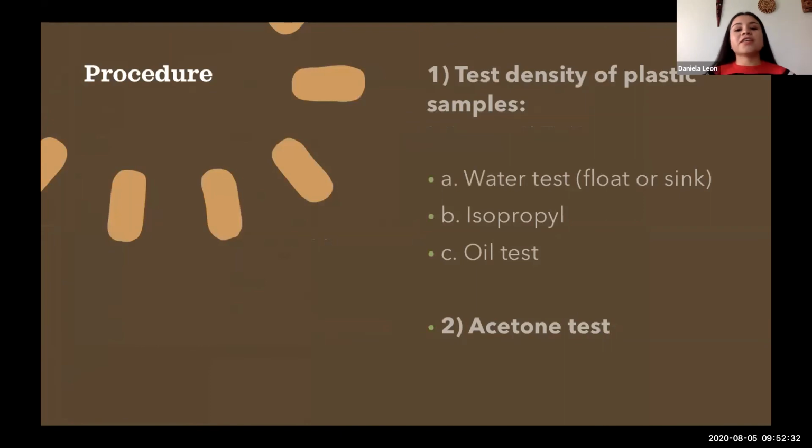The procedure is divided into two big parts. The first one involves the physical properties of plastic, as I mentioned before, density. This first part is divided into three different tests: the water test, the isopropyl test, and the oil test. In the second part, we're going to address the chemical properties, in this case, solubility of these plastics, by performing the acetone test.